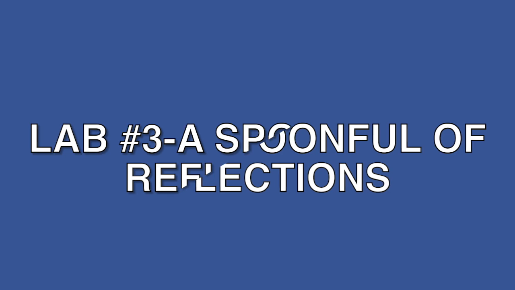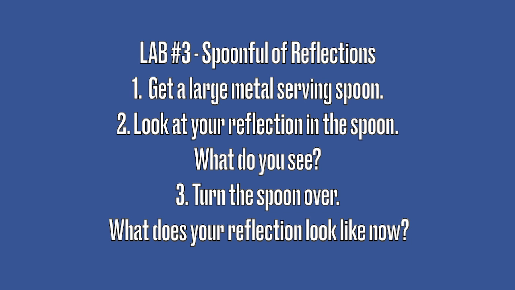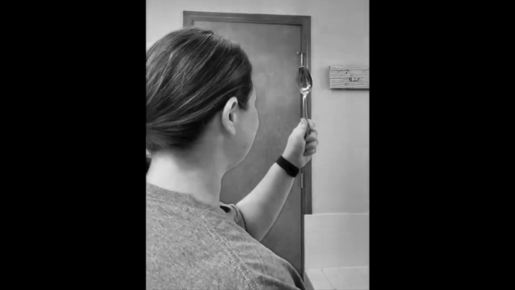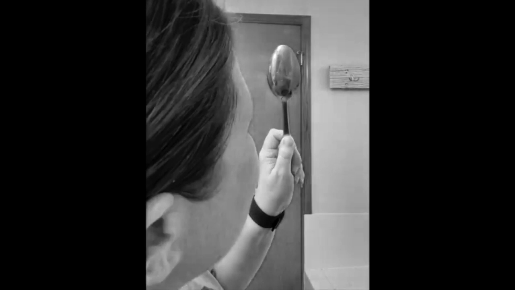Next up, let's discuss A Spoonful of Reflections. What you were supposed to do first was get a large metal serving spoon and then look at your reflection in the spoon. What do you see? When you looked at the inside of your spoon, you should have seen your image upside down. Then you were supposed to look at your reflection on the back of the spoon. When I did that, I could see my reflection the correct way.